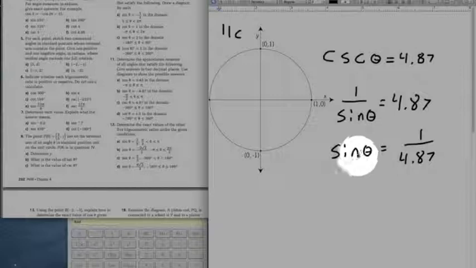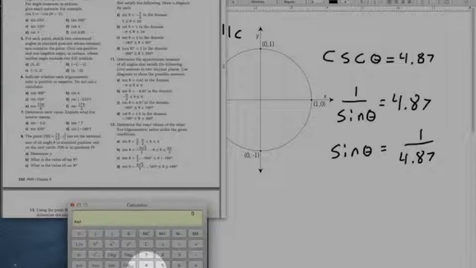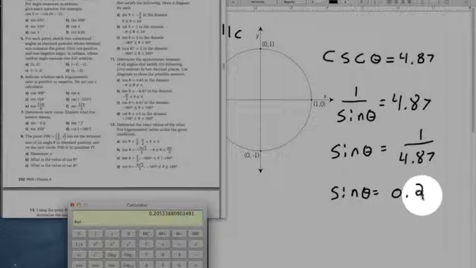Now, I need to go through and figure out what the value is. Before I work with sine, let's take our calculator and actually do 1 divided by 4.87, and this equals 0.2053. Sine theta equals 0.2053. I'm not going to round that off. I'm going to try and keep that value, but I'm just going to write this down as a record in case my batteries in my calculator die or something. I don't have to recalculate it.